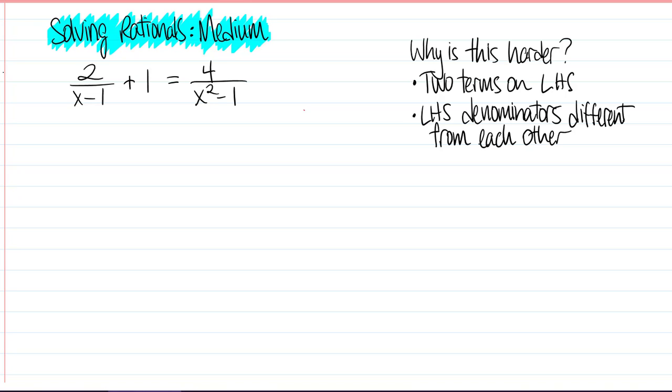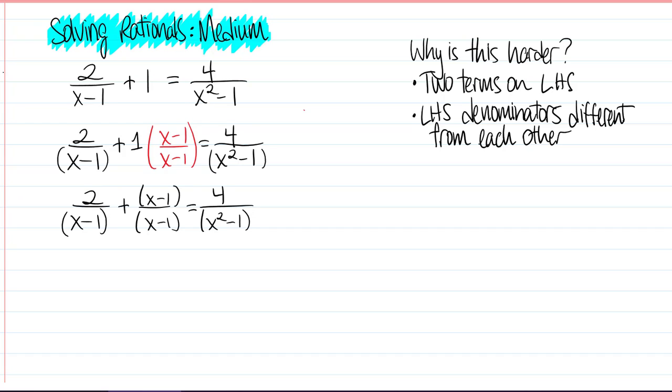So let's do this the easier way first, and make the denominators the same so that we can then do the cross multiplying. And then we're going to do it the way that's going to have a connection to the harder problems, okay?